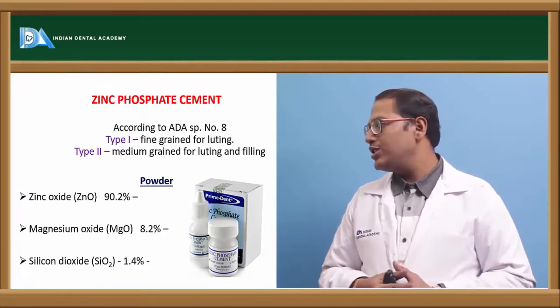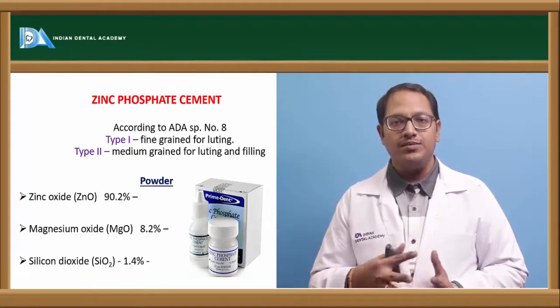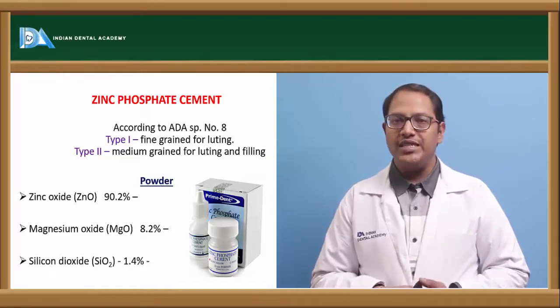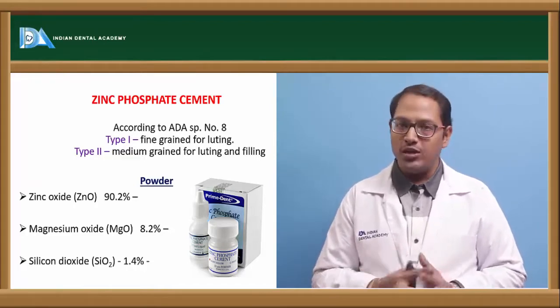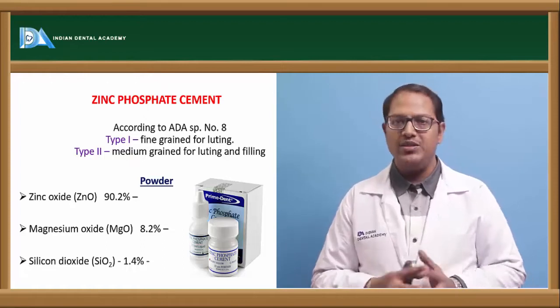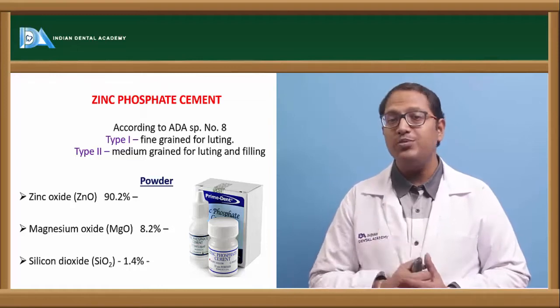Coming to the composition of zinc phosphate cement. Now coming to zinc phosphate cement. Zinc phosphate cement comprises zinc oxide as well as an aqueous solution of phosphoric acid. Name suggests. Forget about all that. Before that, let us know why zinc phosphate is important to us.